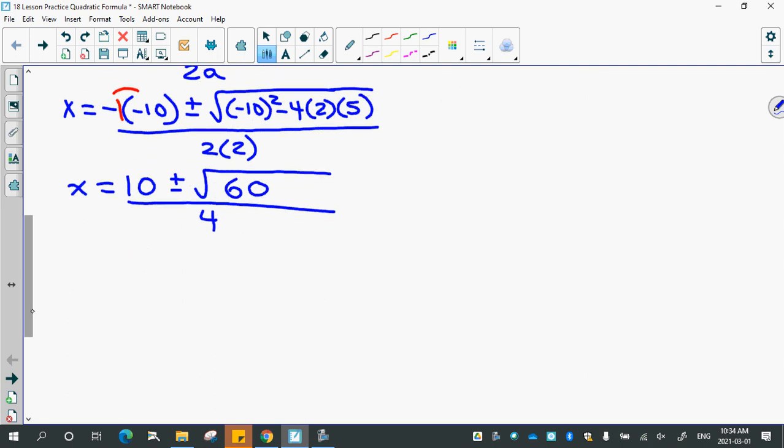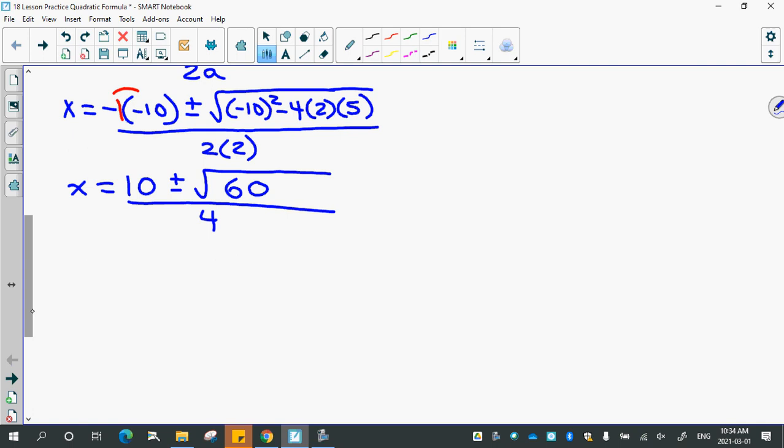So in grade 10, my class would then break off into two solutions, x equals 10 plus root 60 over 4, and x equals 10 minus root 60 over 4, and then I asked them to go to decimals after that, to show me the difference between exact and approximate. But in grade 11, we're going to simplify this as much as possible and just leave our roots exact.